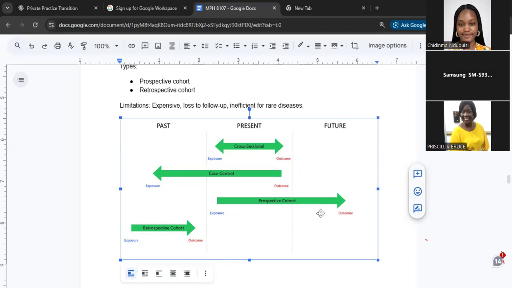Say this person is smoking. You are exposed to smoking, to smoke. So I want to follow you into your future. I want to follow you into the future to see whether you will develop lung CA or not. So you start from now, the present. That's prospective. And you're following them into the future to see whether they will develop the outcome or not.